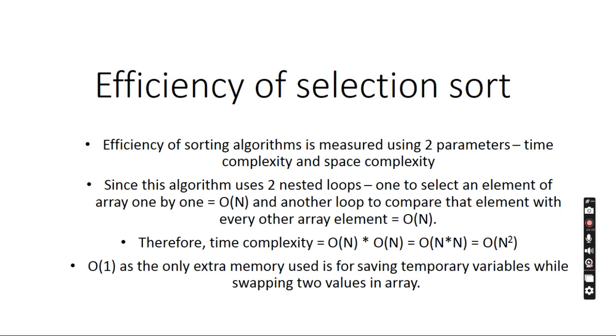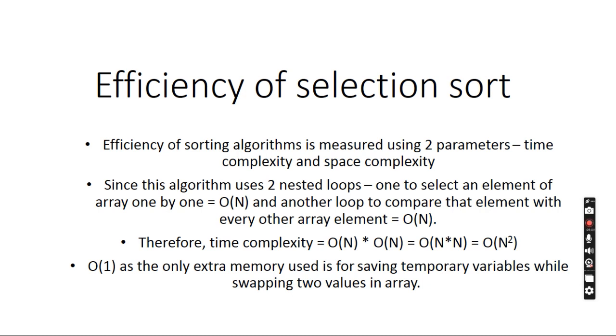Next we'll look at the efficiency of the selection sort algorithm. The efficiency of sorting algorithms is measured using 2 parameters: first, time complexity, and second, space complexity. Selection sort uses 2 nested loops. The first selects the elements of the array one by one, that is what we were storing in min, and we did this for the entire list. So this process takes O(n) time, and another loop compares that element with every other array element.